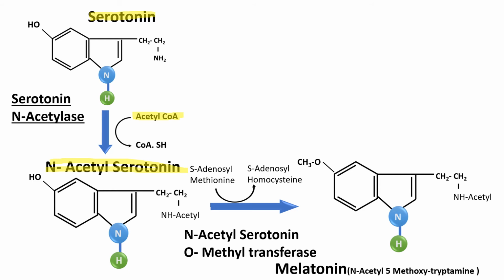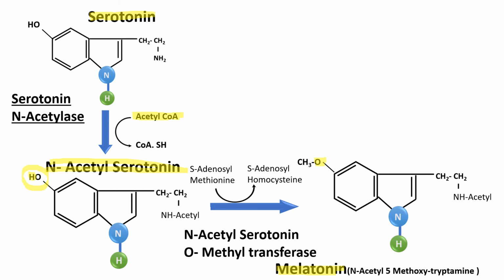Now here you have N-acetyl serotonin, which is a precursor of melatonin, where the difference between N-acetylserotonin and melatonin is on the fifth hydroxyl group, where the hydrogen is replaced by the methyl group. So the enzyme is N-acetylserotonin O-methyltransferase, where at the oxygen of this 5-OH the hydrogen is replaced by the methyl group, meaning there is the addition of a methyl group to the N-acetylserotonin.